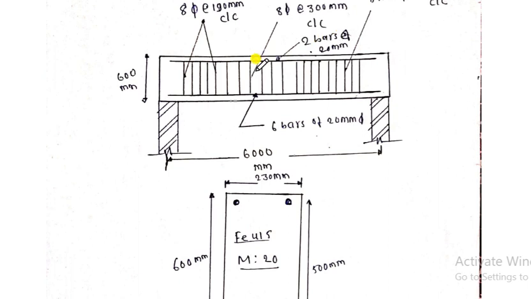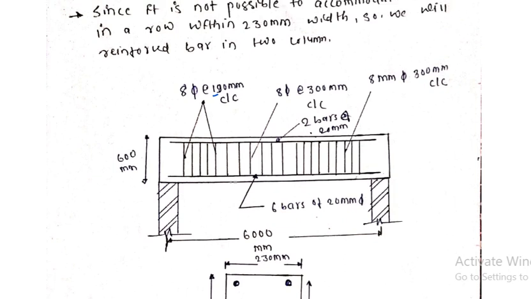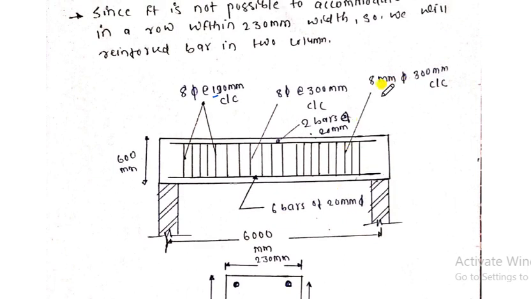As you can see, near the supports, the distance between the stirrups is 190 only. Sorry, here it will be 190. In the center or in the mid of the span, it is 300 mm, because the shear stress is maximum near the supports of the structure. So that's why, as engineers, if you design any beam, then provide the stirrups like this only.